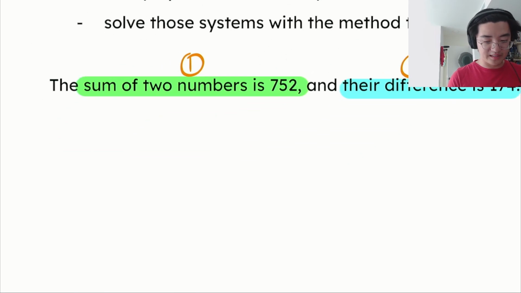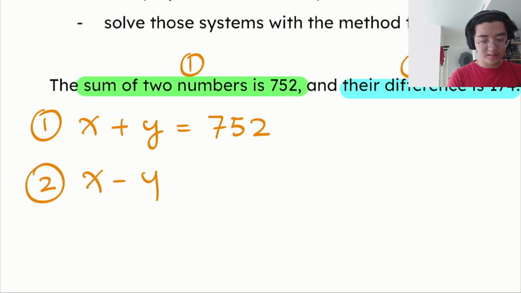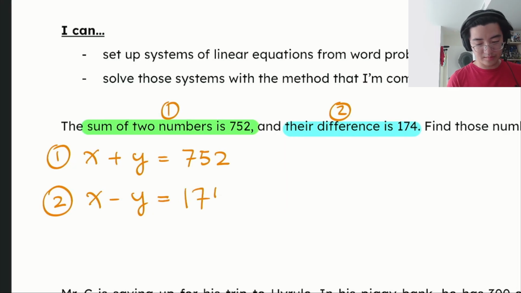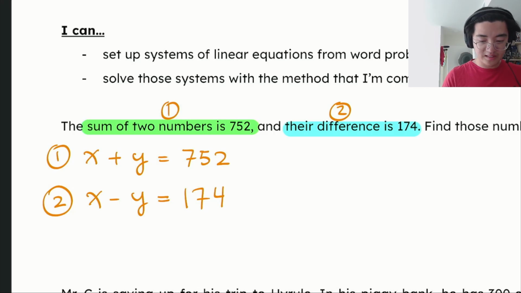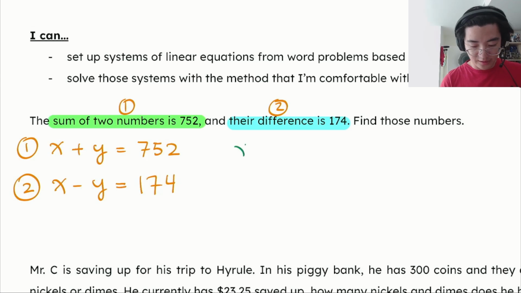The first equation here is that sum of two numbers, let's say it's just x and y. Their sum is 752. And the difference, so equation 2, the difference just means when you subtract them, is 174. And that's it. Now with this information, we can set up our equations, and then from there, we can solve them however we like. Again, I usually prefer elimination, so I'm just going to do that.